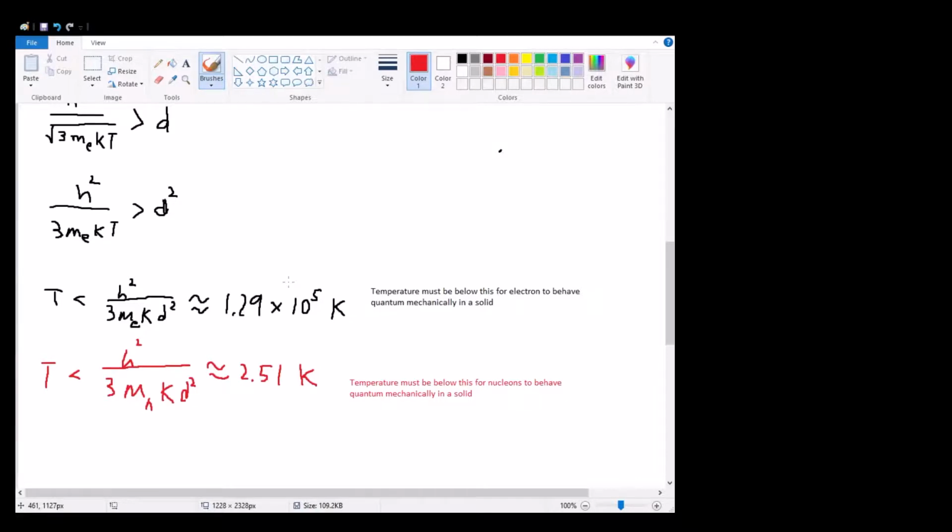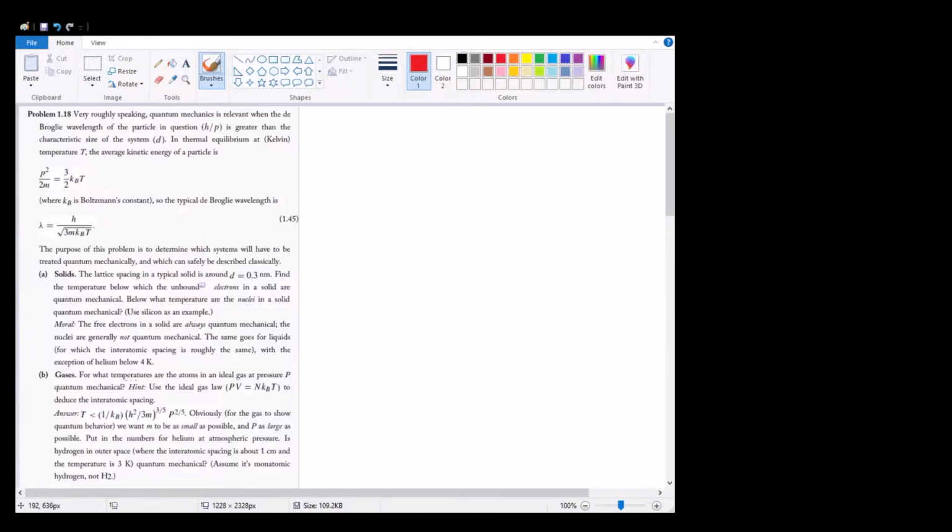So in our everyday lives, for most solids that we encounter, the electrons in that system will behave according to quantum mechanics. In contrast to that, for the nucleons of a solid, the temperature cutoff is extremely low. 2.51 is getting very close to absolute zero, which is the lowest possible temperature we can ever achieve physically. And because of that, most of the solids we encounter in our everyday lives, their nucleons will behave classically. So that is the moral here. In general, the nuclei are not quantum mechanical, whereas the electrons are quantum mechanical.